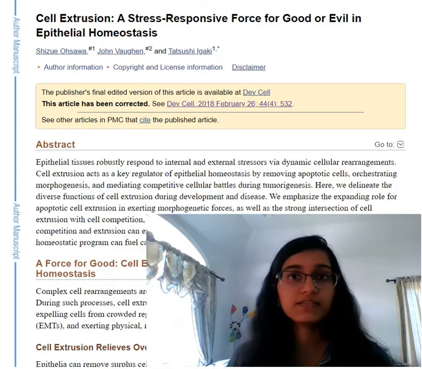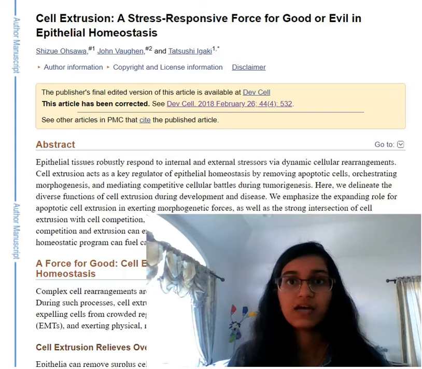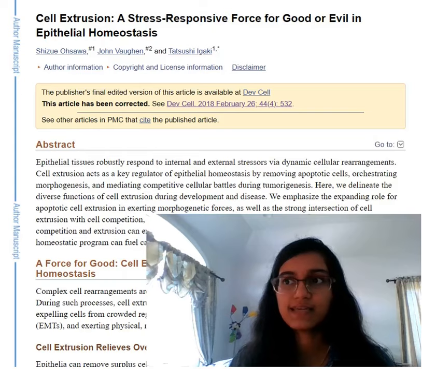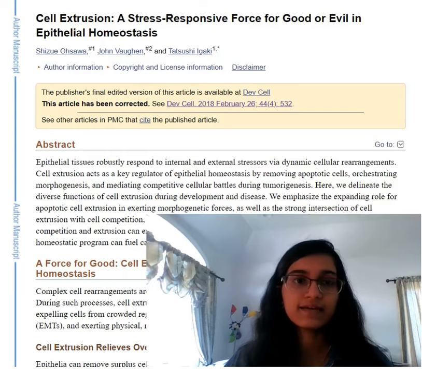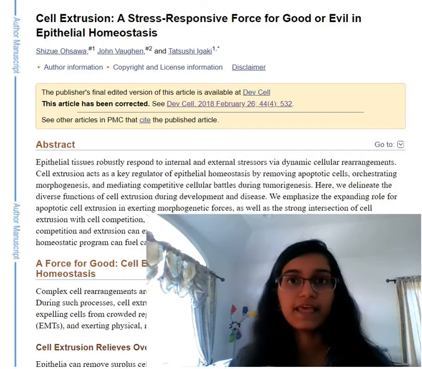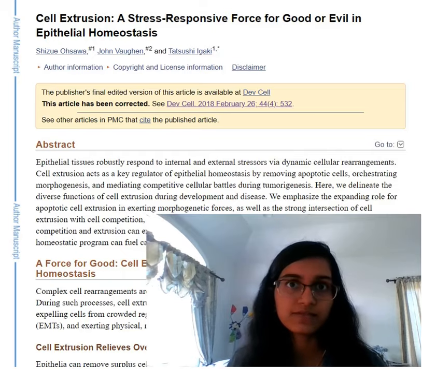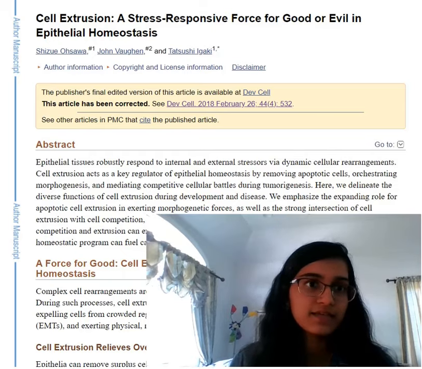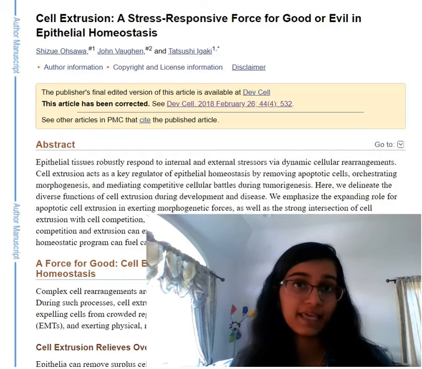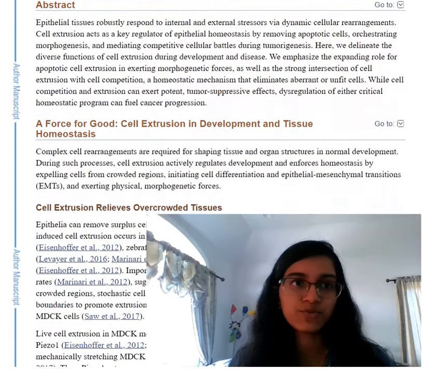So the epithelium is basically a tissue lining of any hollow organs or body surfaces. And homeostasis refers to a condition being maintained, essentially. So some condition in the epithelium is being maintained through cell extrusion, and cell extrusion is caused by a stress-responsive force. Okay, so far that makes sense. But again, not too detailed, and we still don't entirely know what cell extrusion is. So let's go to the abstract for that.